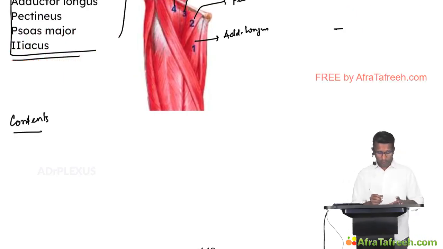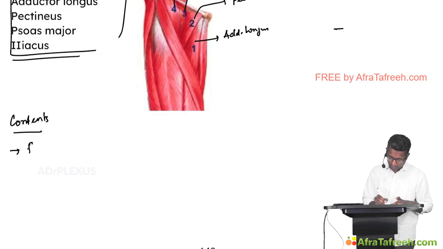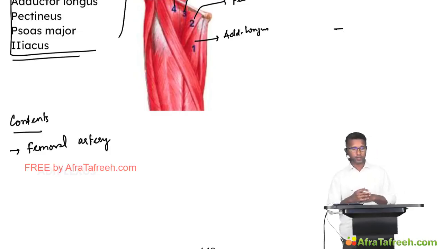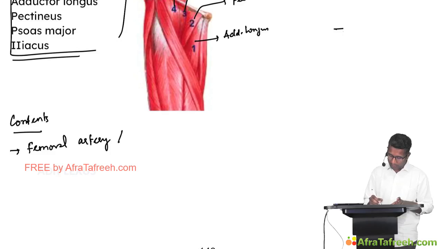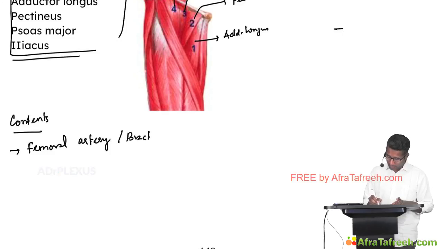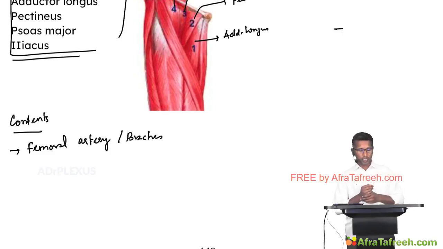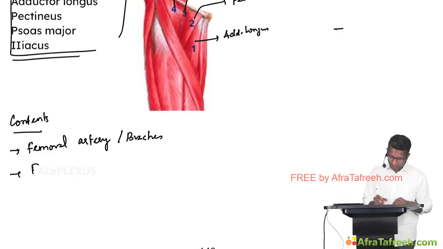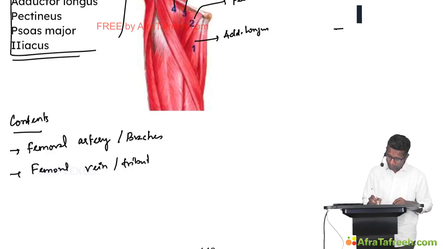In the femoral triangle you will see an important artery which is running here, which is called the femoral artery. The femoral artery and its branches are seen in this femoral triangle. Next you will see the femoral vein and its tributaries here.